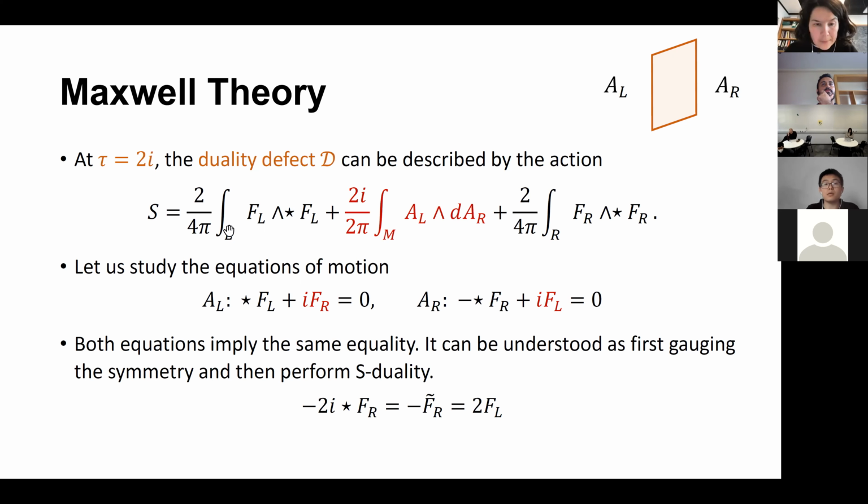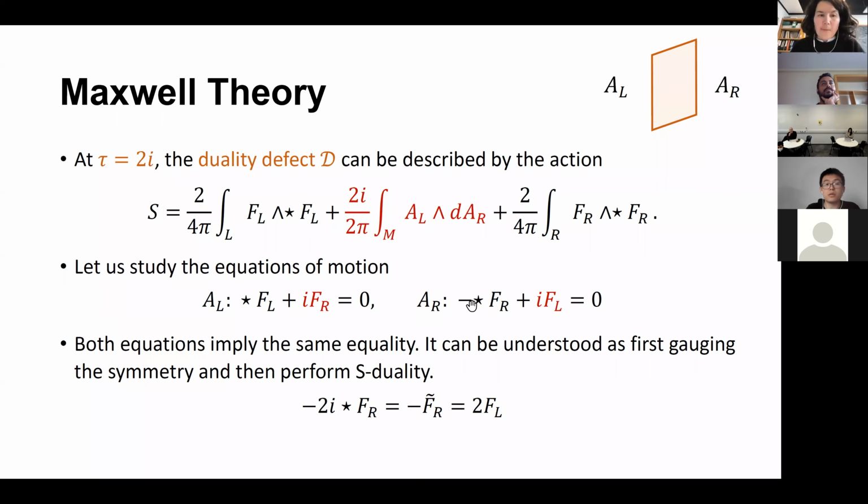But notice that A_L also participates in the bulk action. And when we vary the bulk action, we need to do integration by parts. When we do integration by parts, there will be additional contributions on the domain wall that come from the bulk action, and the additional contribution will be star F_L. So the equation of motion of A_L on the domain wall tells us that star F_L equals i F_R. This relates the field strength from the left-hand side with the field strength from the right-hand side.